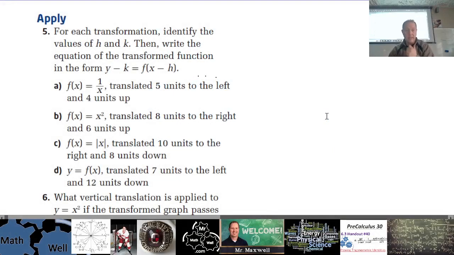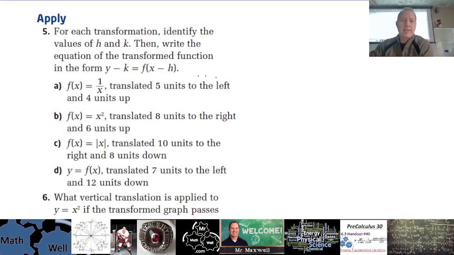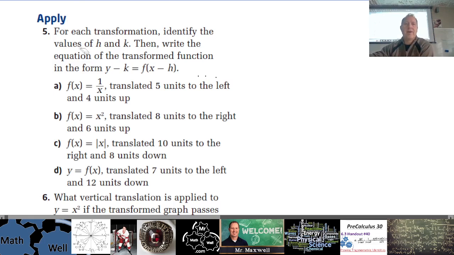Okay, so here's number 5. Are we still on 1.1 here? Yeah. Okay, section 1.1, number 5. So it says, for each transformation, identify the values of h and k. Then write the equation of the transformed function in the form y minus k equals f of x minus h.